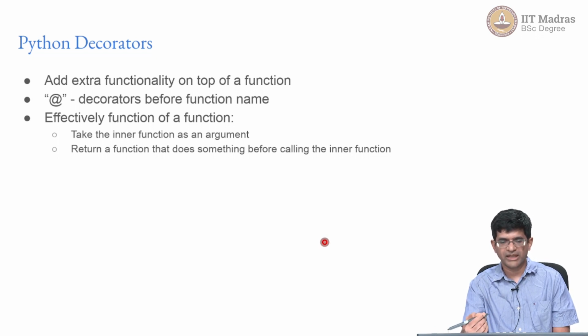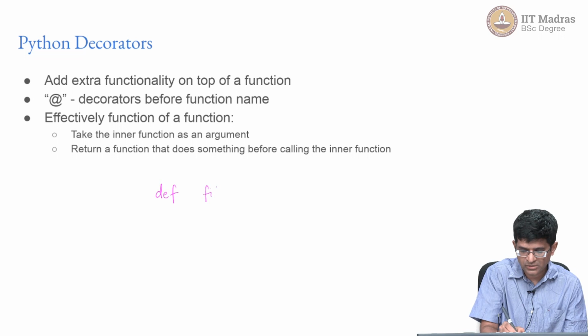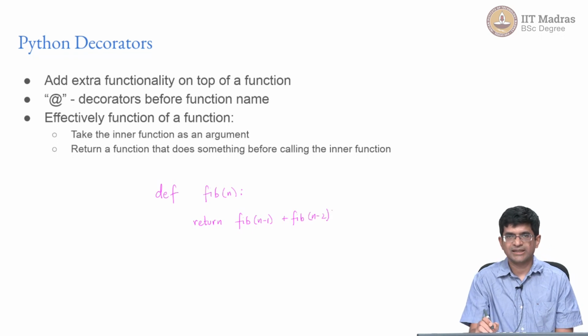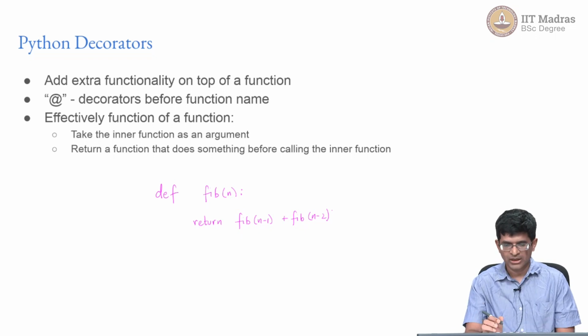Now, what a decorator does in Python. By now you should all be familiar with the idea that I can use the def keyword in Python in order to define a new function. So if I give def and some function name, so if I go back to this, def fib of n, something like this. Clearly this is a broken function, but it doesn't matter. I'm not trying to go for correctness over here.